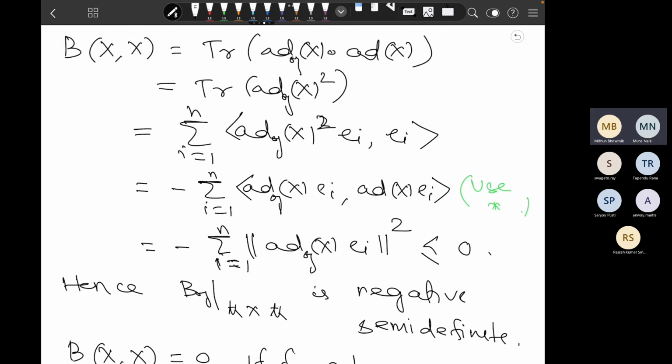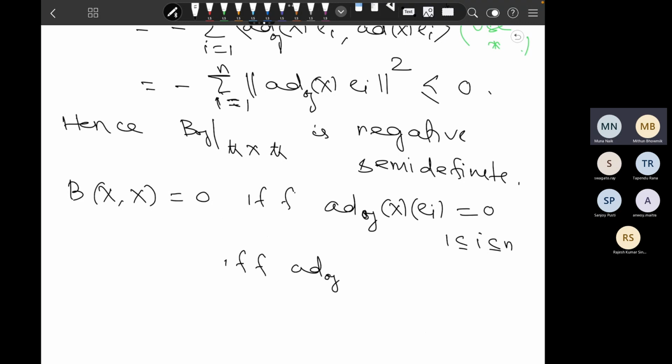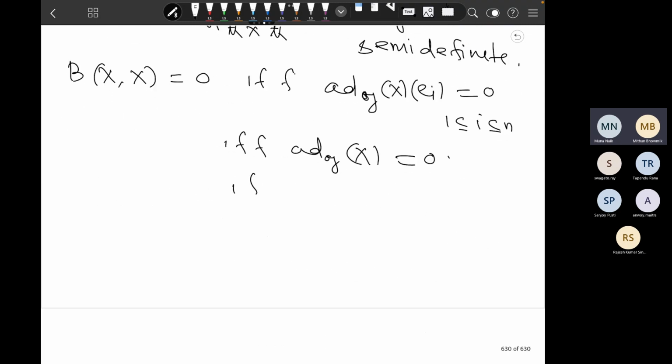This is really RG. Okay. RG(x)(e_i) is equal to 0 for all 1 ≤ i ≤ n if and only if this RG(x) is equal to 0. So this holds if and only if x belongs to ZG intersection K.